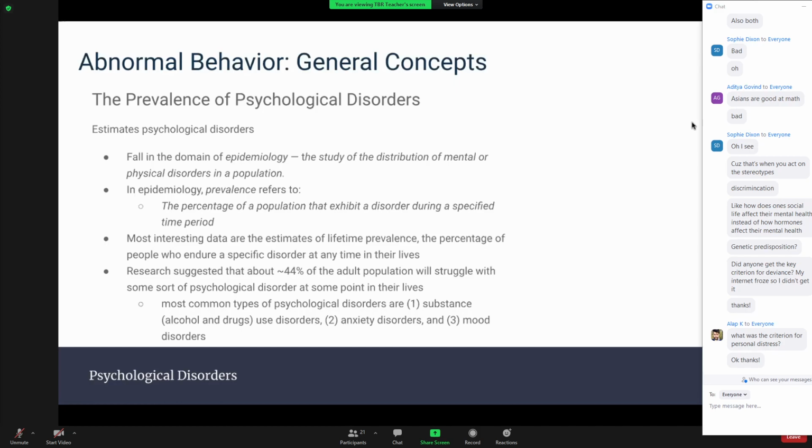So we're going to talk about lots of them. The prevalence here is that that 44% will experience at least one of the ones we're going to talk about. But the most common ones are the substance use disorders, anxiety, and the mood disorders. Mood disorders, I shouldn't have written mood disorders. Mood disorders is an old term from DSM-4. DSM-5 would call that instead depressive disorders and bipolar disorders. Kind of divided up.